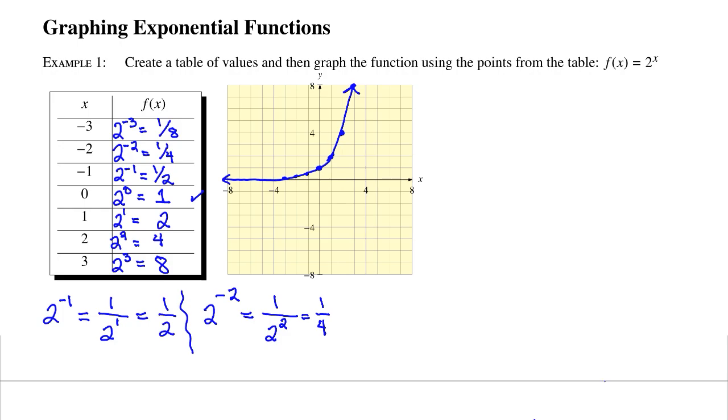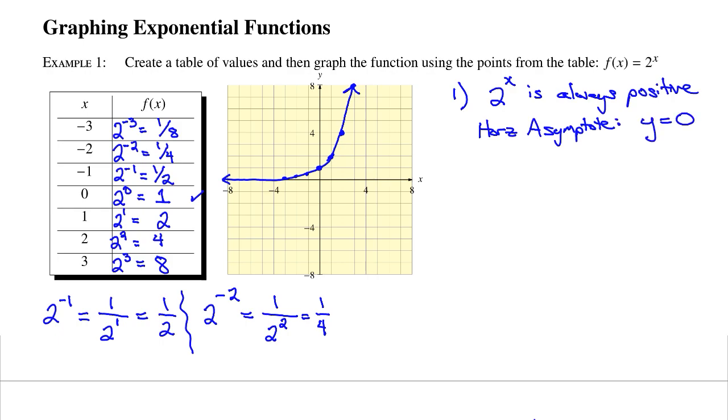So let's make a few notes here. So 2 to the x is always positive. What we do notice here is that we have a horizontal asymptote. An asymptote is just a line that provides a guide for where a function is headed. And in particular, this horizontal asymptote is y equals 0.